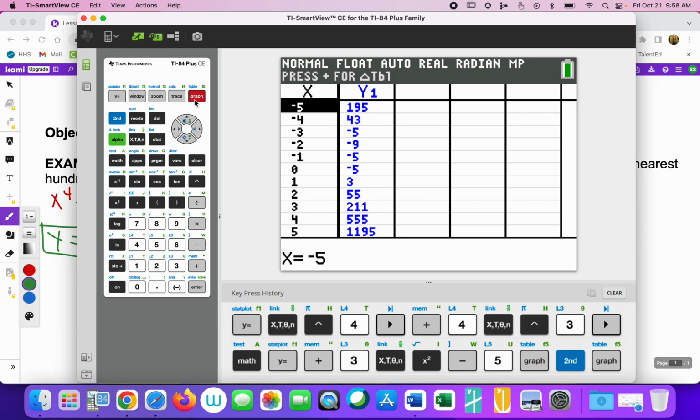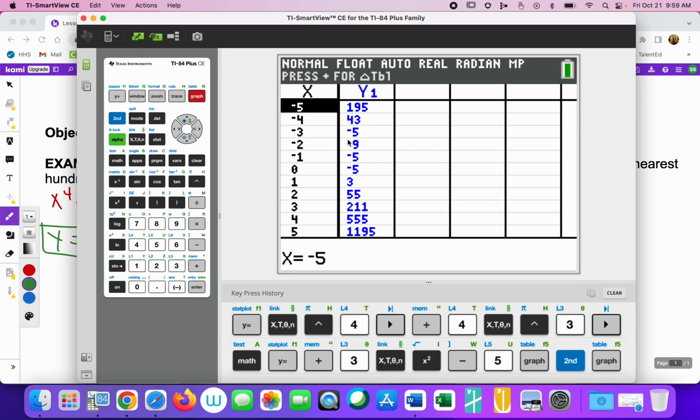So if you see between -4 and -3, it goes from positive 43 to -5. That means it crossed the x-axis between those two numbers. So one of our roots should be -3 point something. Okay. Where's the other one? Where does it change from positive to negative or vice versa?